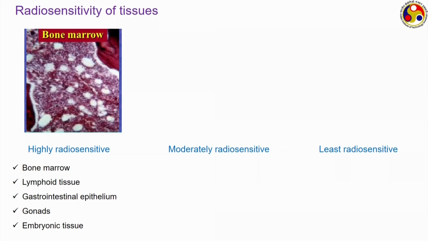This is a picture of bone marrow being affected by radiation. The lymphoid tissue can be there. The gastrointestinal epithelium is also very important, which actually forms the inner layer of our GI tract. Those cells are very active and they are going through a continuous mitosis process. So, they are very likely to get affected by radiations. The gonads, I kept on mentioning repeatedly, are also very much affected by radiation. Even a small amount of radiation can lead to permanent infertility for both male and female. The embryonic tissue, that is the fetus, is also highly sensitive to radiation.